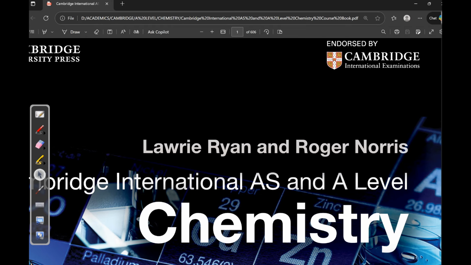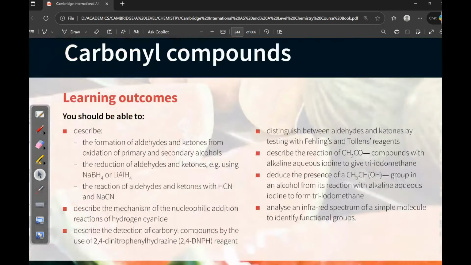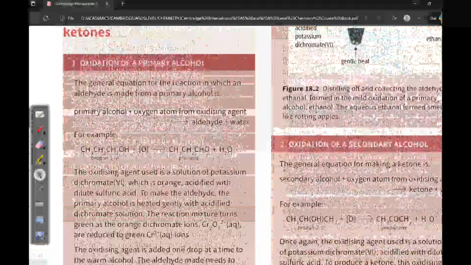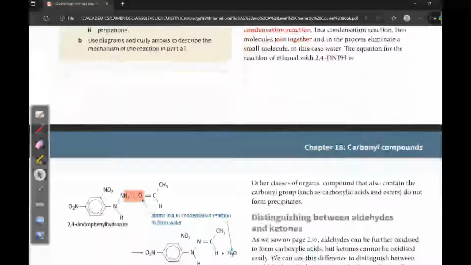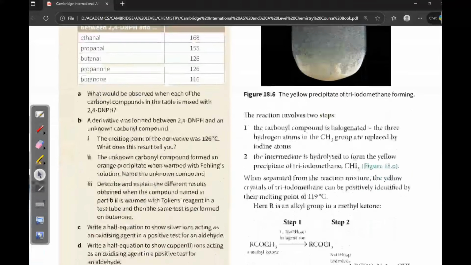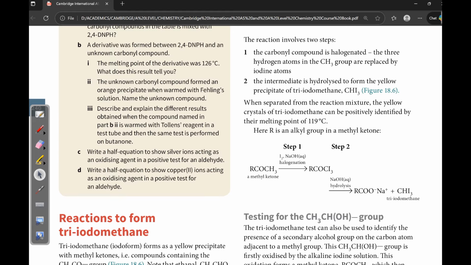When I come to my book here and open carbonyl compounds, that is chapter 18, we go to triiodomethane, this iodoform test. I think it must be around here. So this is the one here. Step number 1, the carbonyl compound is halogenated. The 3 hydrogen atoms in the CH3 group are replaced by iodine atoms. You see? That is exactly what I've shown you there.